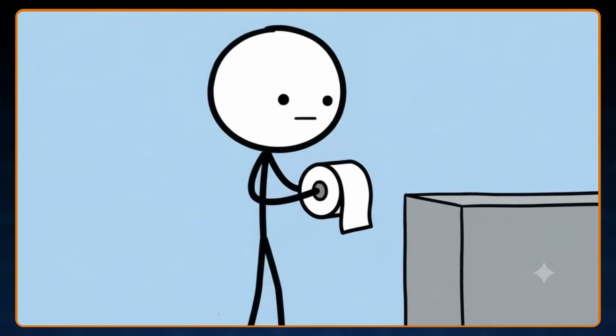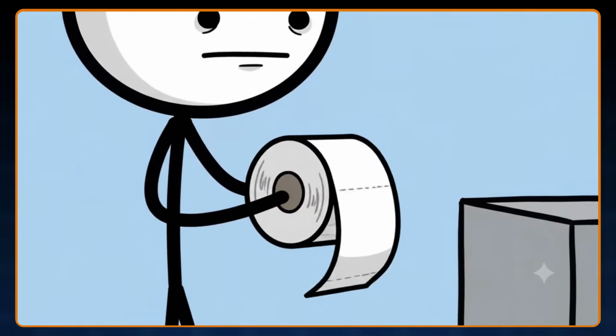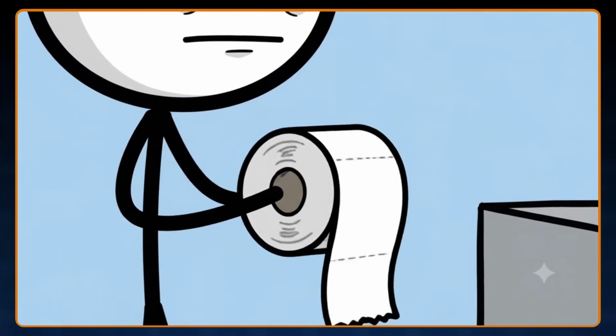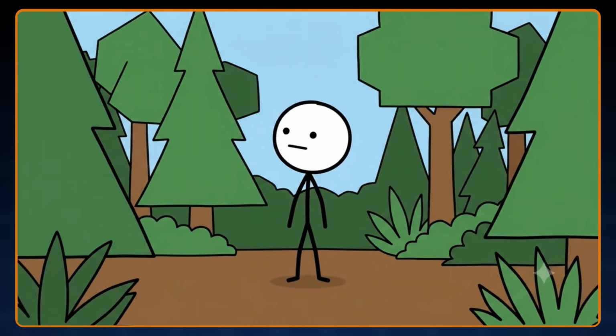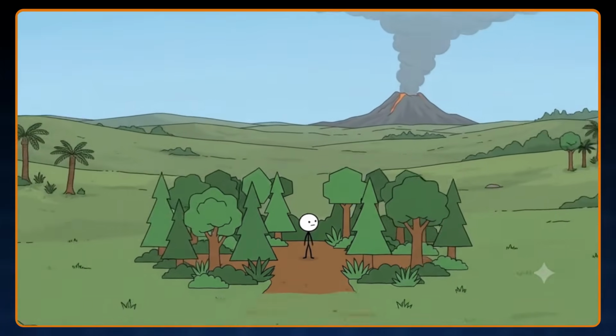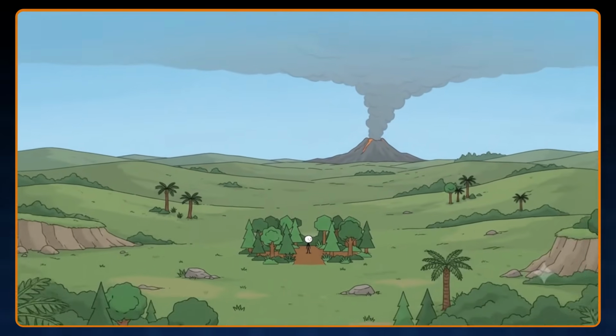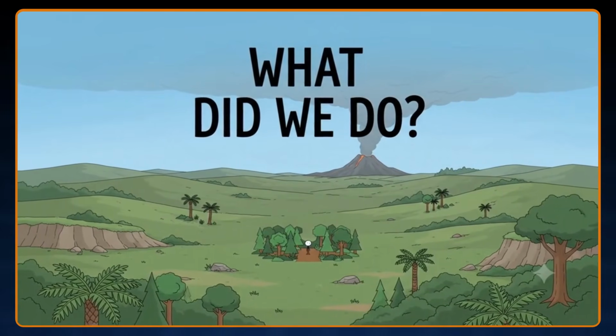Think about the last time you reached for a roll of toilet paper. It is perhaps the most overlooked yet essential luxury of the modern world. But for 99% of our history, this soft, white convenience didn't exist. Which raises a question that is as uncomfortable as it is fascinating. What did we do instead?